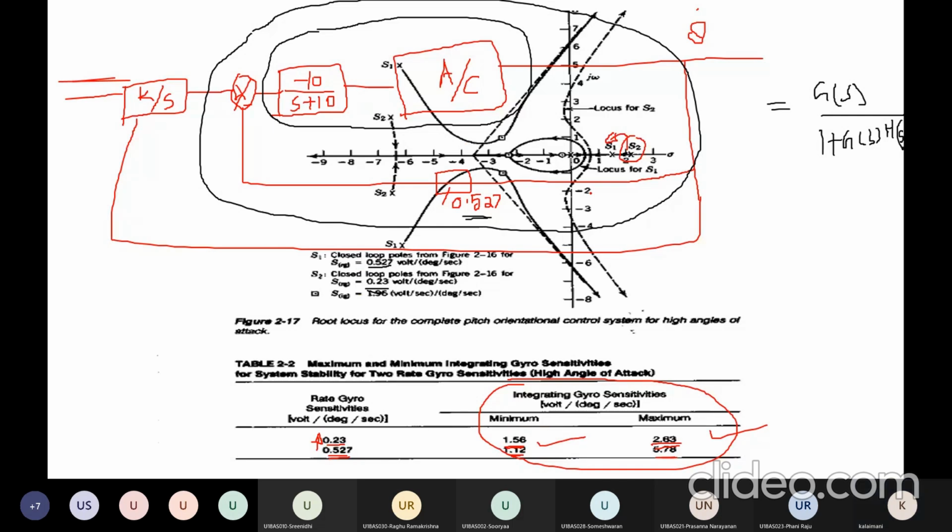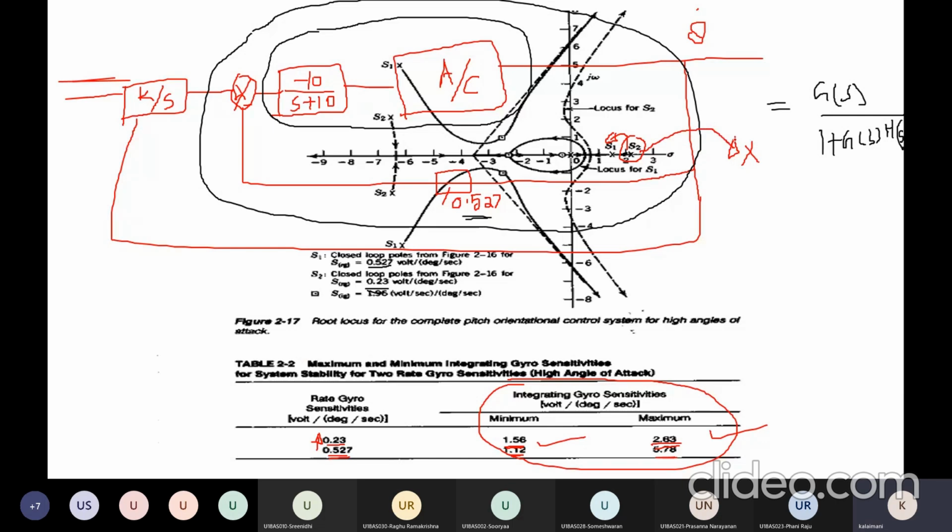Suppose the rate gyro sensitivity value is very low. Then these poles are far away from the origin. Maybe if these values are less than 0.27, these S2 root locus branches are shifted to the right hand side of the S plane. That is so far into the right half plane that even if you select the rate gyro sensitivity and integrating gyro sensitivity, the system becomes unstable.